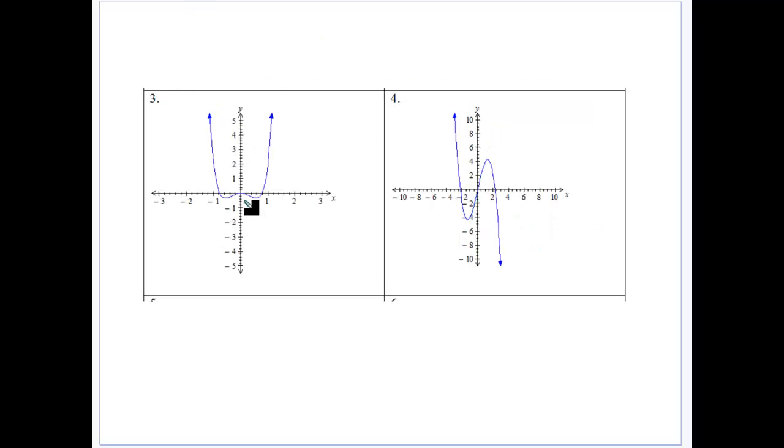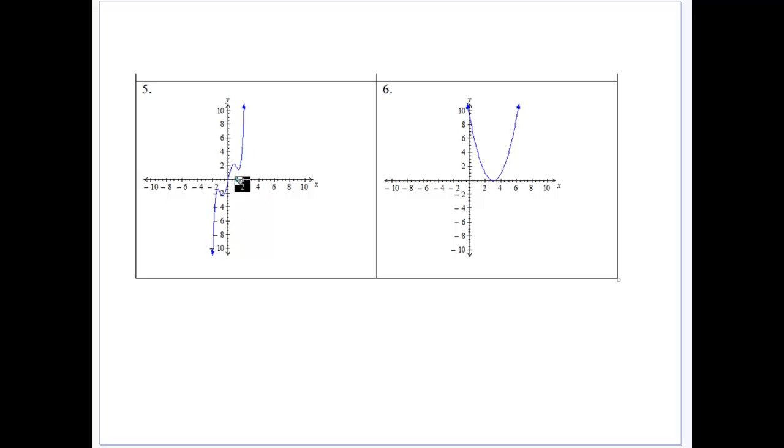So this one, even function. You can see that nice symmetry. This one is an odd function. Okay, you see it. If we rotate it 180 degrees, you get exactly the same. This function, again, would be odd, because again, if you rotate it 180 degrees, you're seeing exactly the same. So it'd be an odd function.